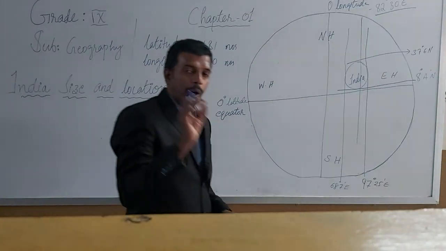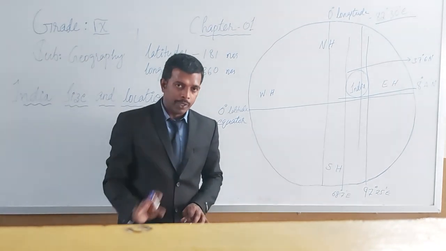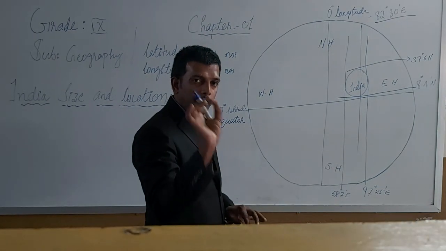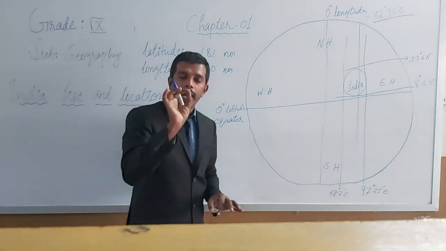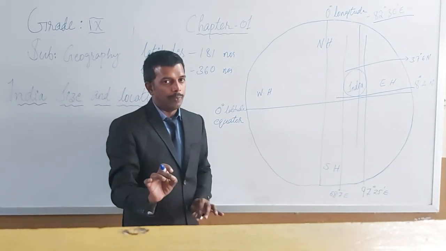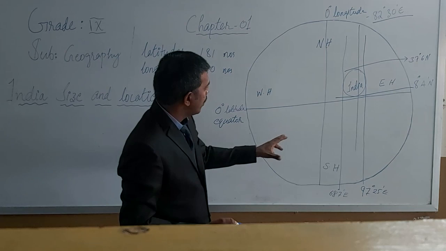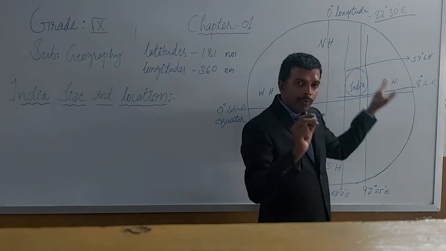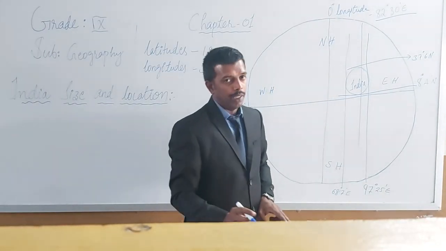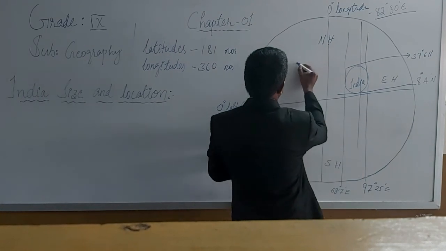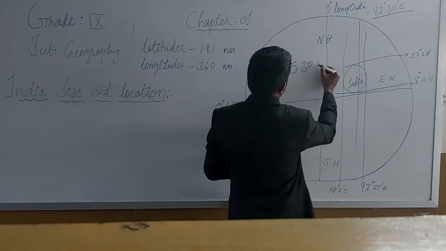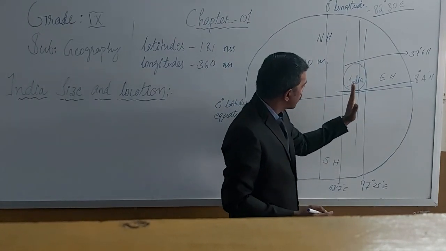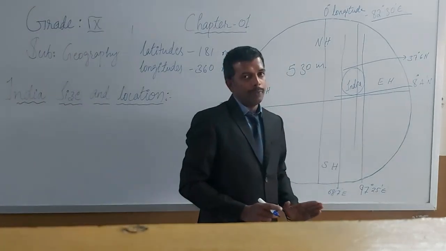The meridian which is passing through Mirzapur in Uttar Pradesh is taken as the standard time meridian for India. The time difference from the prime meridian to the standard meridian of India is 5 hours and 30 minutes. This will be the time difference between the prime meridian and the standard meridian of India.